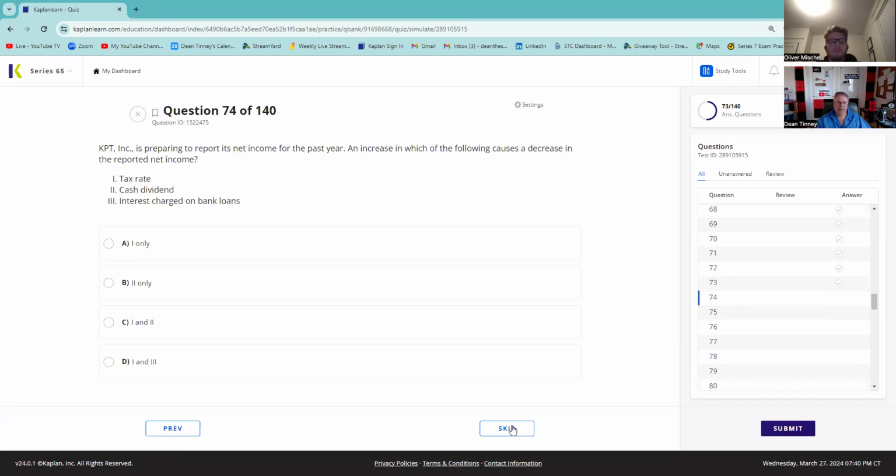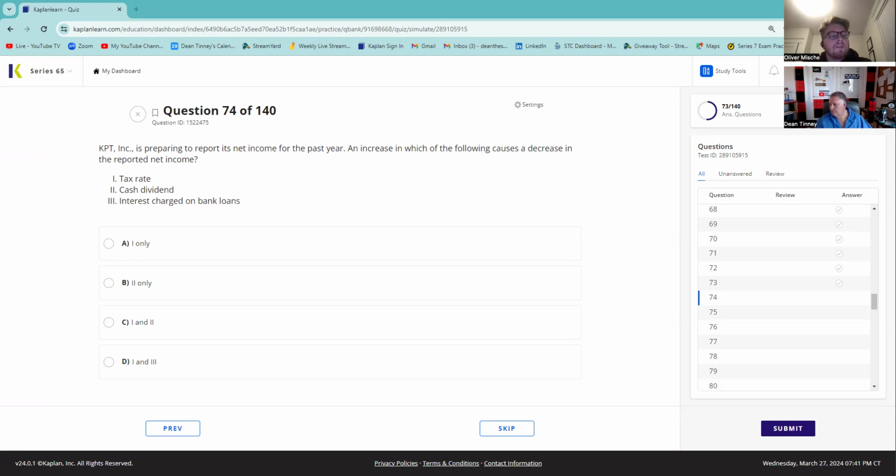KPT is preparing to report its net income for the past year. So we have our income statement, we have our top line revenue, and then we pay all our bills, and then we have the bottom line. An increase in which of the following causes a decrease? So I'm looking at an income statement. I've got my top line revenue, and they're asking what's going to make my bottom line go down. An increase in something in between is going to make my bottom line go down because I'm going to have more expenses, is the way I would think about it. But we'll see if that plays out.